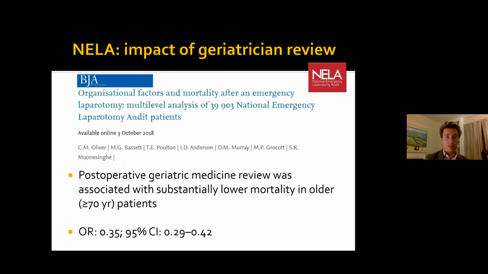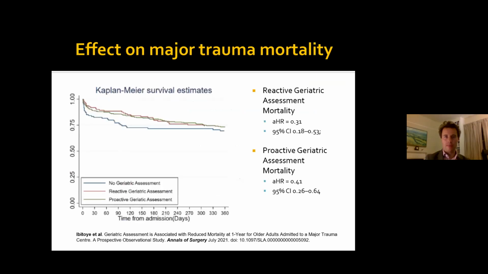What did make a difference, apparently, on the big data scale was the geriatrician review, made a difference to overall mortality. Now, obviously, that's not causative, it's just an observation, but it does make the point that there may be something in this in terms of systems where there's medical review embedded into these sorts of processes, and the care package may actually result in improved outcomes for older people. And this, again, is data from our trauma series in Bristol, where we've shown almost exactly the same finding. Geriatric assessment, whether it was proactive or reactive, was associated with reduced mortality in older people admitted with major trauma injuries over the course of 1 year.